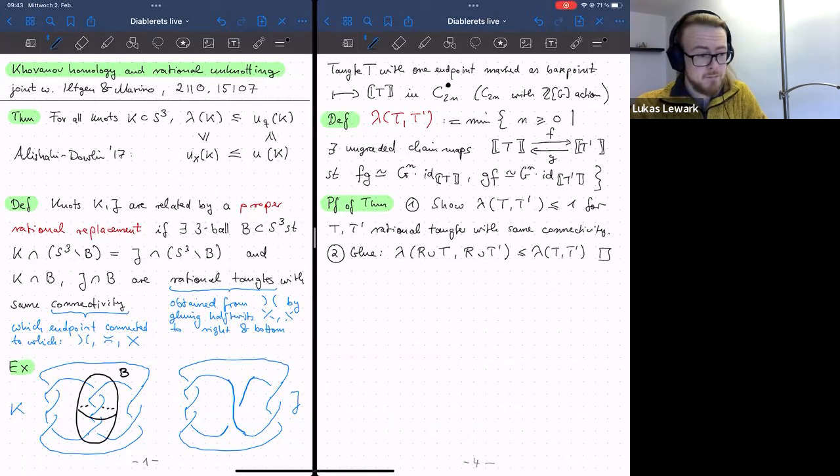When you glue, what happened to the base point? I mean, you have a base point for T. So what happens to? Yes, that's right. I have to be careful that the base point is at the correct place. So let me see.